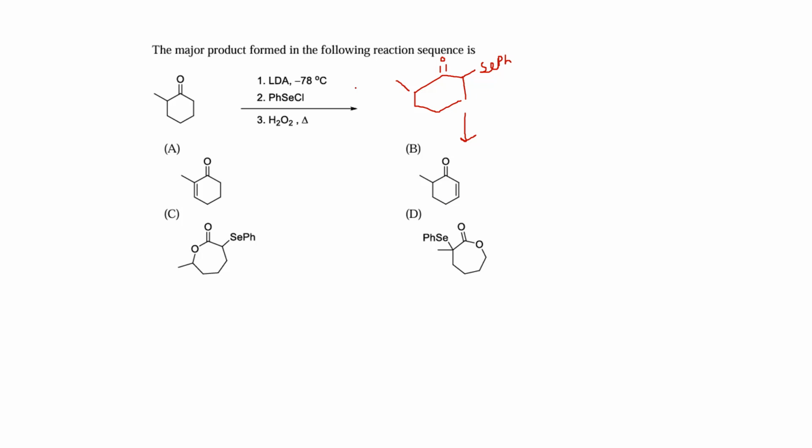So here the main question is from where the proton will be abstracted first, from this position or this position. So obviously this one, because this hydrogen is more acidic. So when we add a base, it will take a proton from this position. Okay.